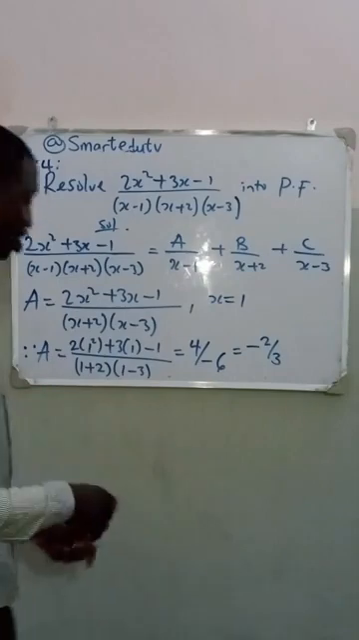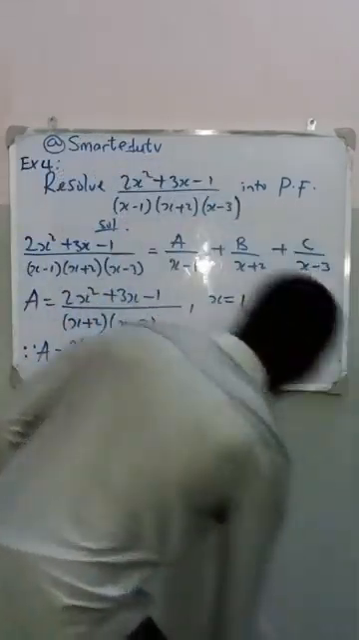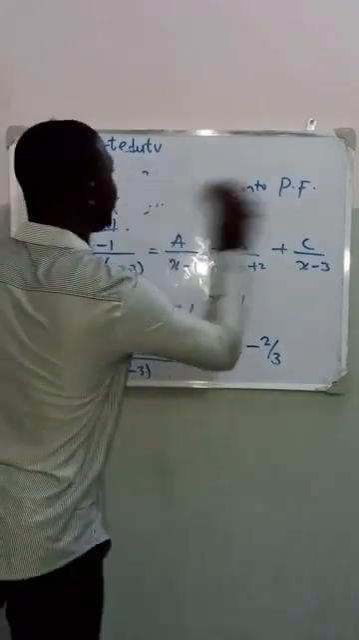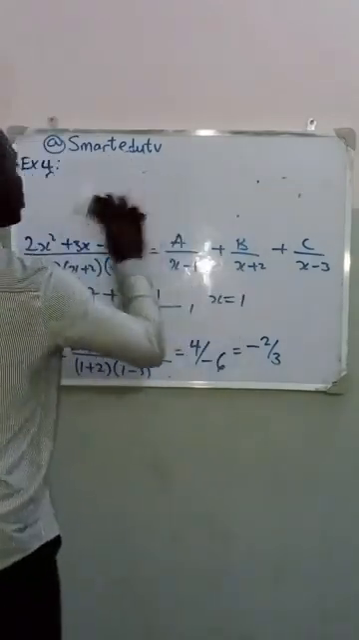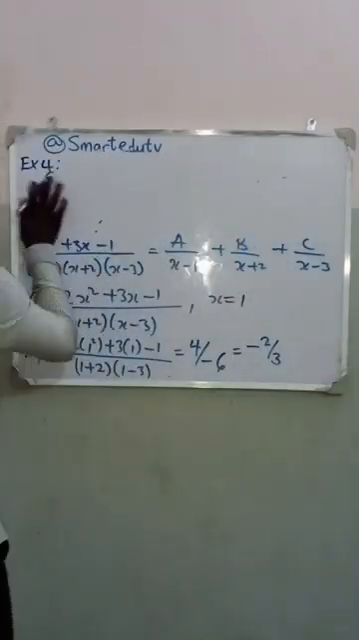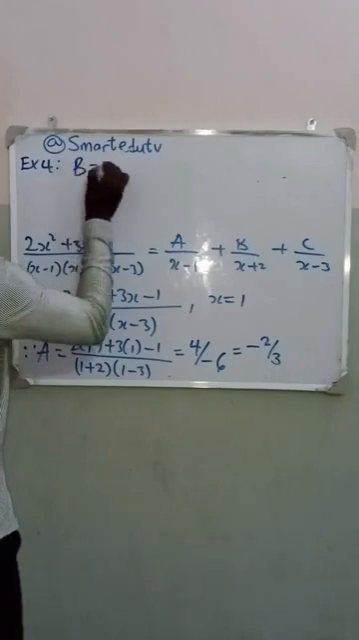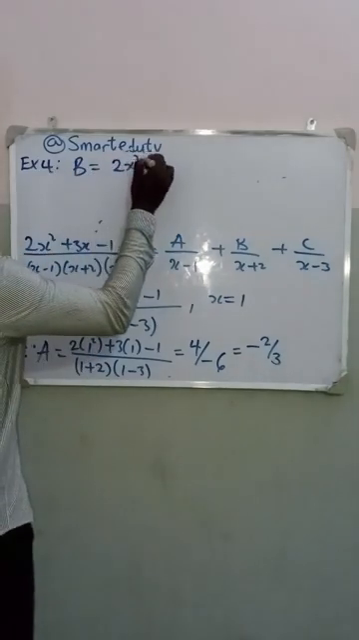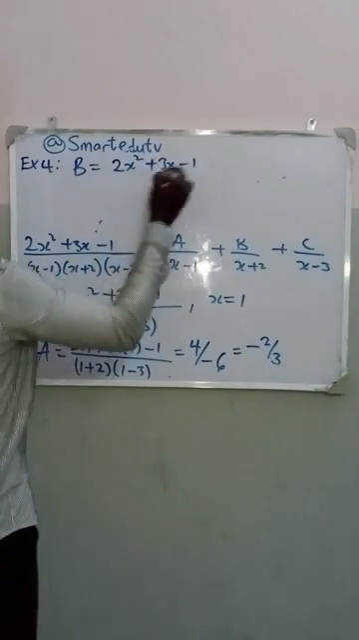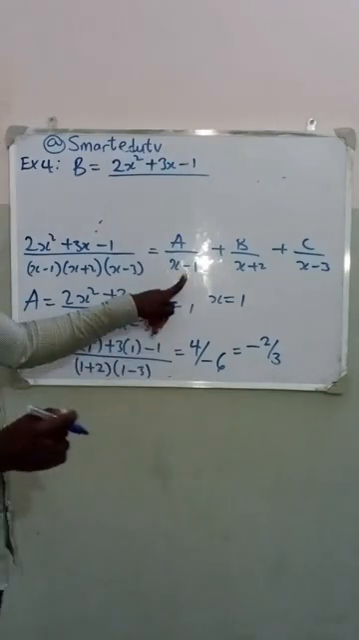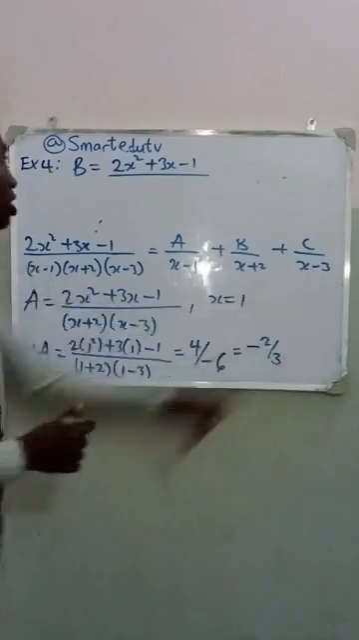Similarly, to get the value of B, using Apple's method, we can also solve for the value of B. To get the value of B, don't forget, the value of B is going to be given as the numerator given to us, 2x squared plus 3x minus 1, divided by the neighboring denominator, which is x minus 1 and x minus 3.